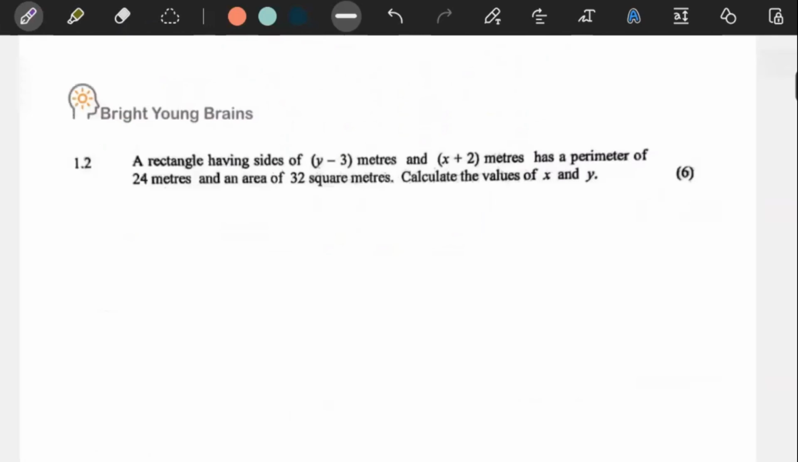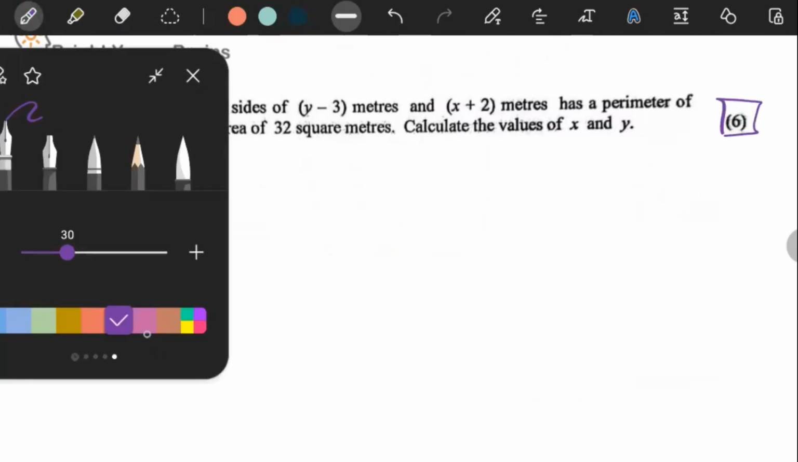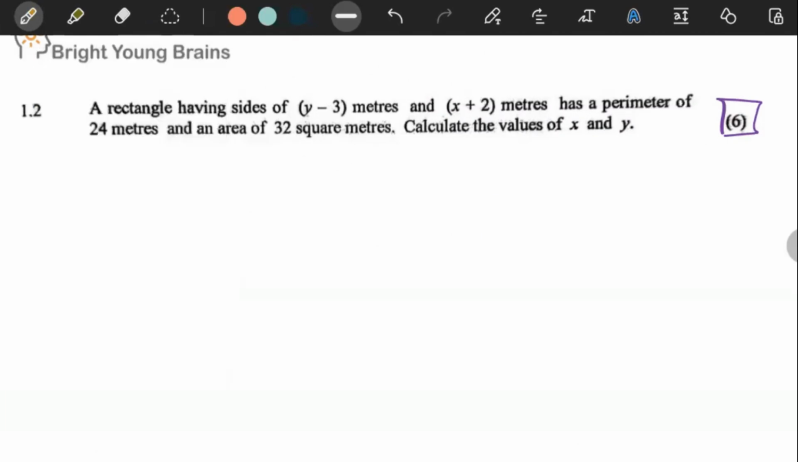1.2 is a 6-mark question. It says here, a rectangle having sides of y minus 3 meters and x plus 2 meters has a perimeter of 24 meters and an area of 32 square meters. Calculate the values of x and y. This falls under our simultaneous equation question. This is too straightforward.